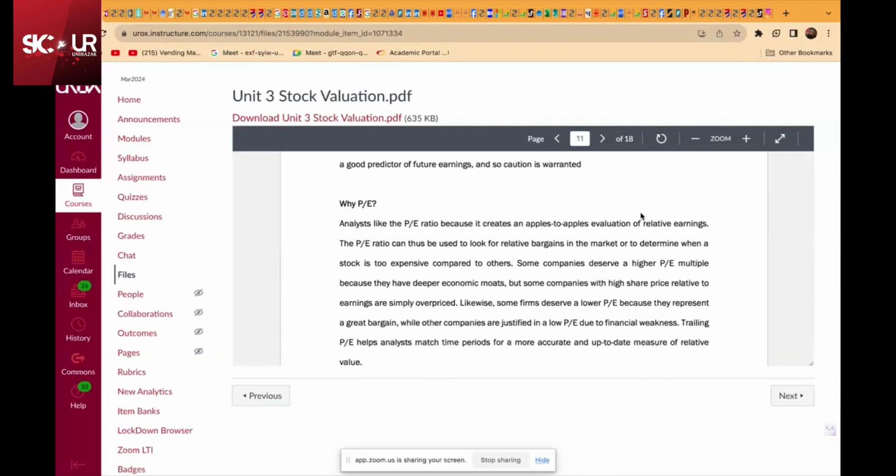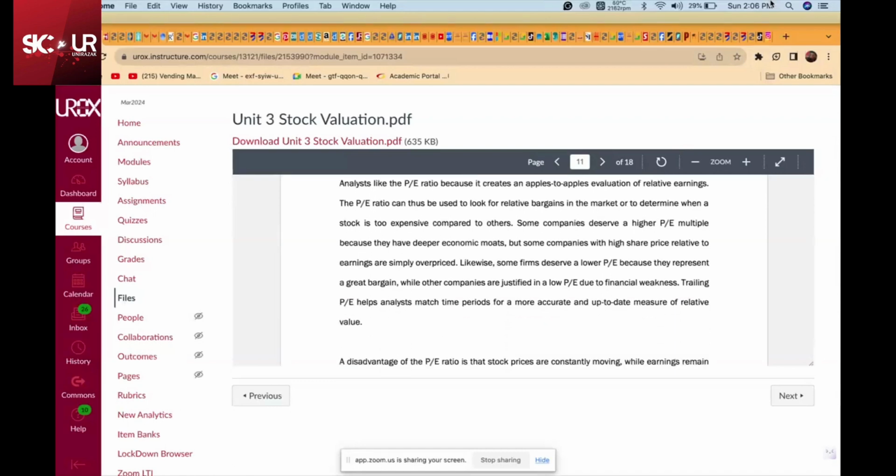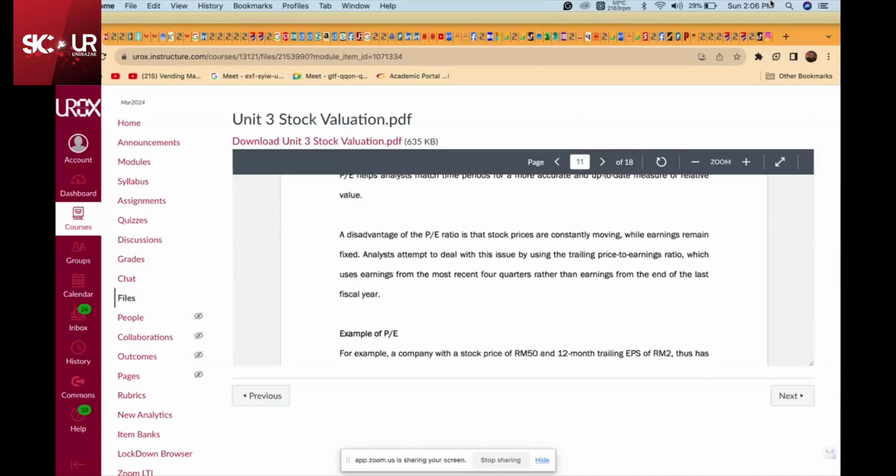Some companies deserve a higher price earning multiple because they have deeper economic moats. But some companies with high share price relative to earning are simply overpriced. Likewise, some firms deserve a lower price earning because they represent a great bargain, while other companies are justified in a lower price earning due to financial weakness. So the disadvantage of the price earning ratio is the stock price is constantly moving while earning remains fixed.